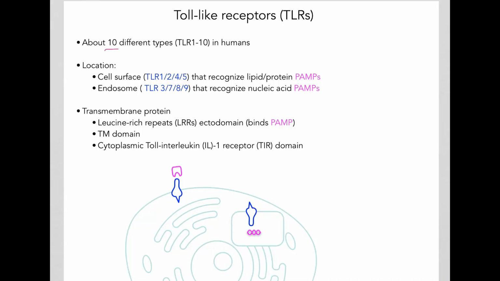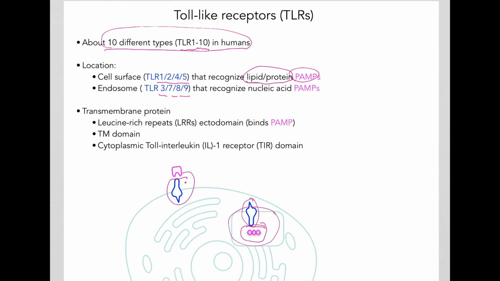There are about 10 different types of TLRs that we know of in humans, and they are labeled TLR1, TLR2, and so on. These TLRs are either located on the surface of the cell, examples TLR 1, 2, 4, and 5, and these recognize mostly lipid and protein PAMPs. And then there are TLRs that are found in the endosome, examples 3, 7, 8, and 9, and these recognize nucleic acid PAMPs.